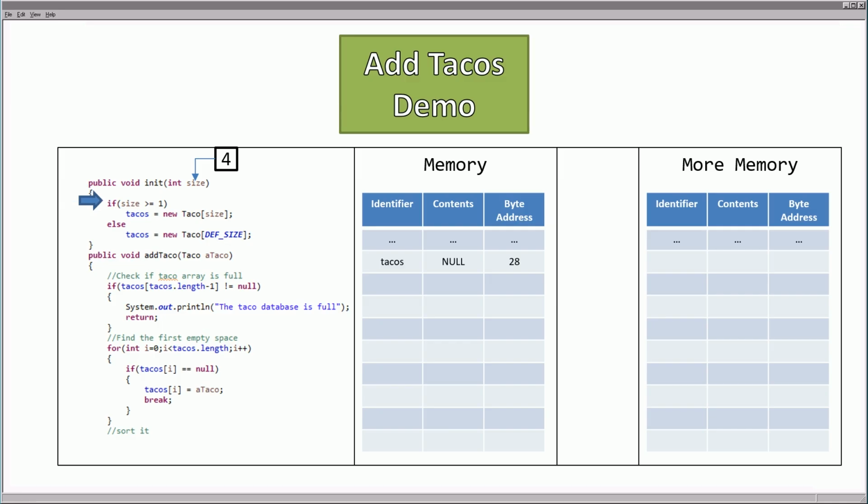Now what happens is this. 4 is greater than 1, so then we construct a new instance of this taco array, just like this, where we have 4 elements and all the memory addresses are set to null. Then we assign the instance variable tacos to the memory address of this element. Now let's say that we're going to add a new instance of a taco.